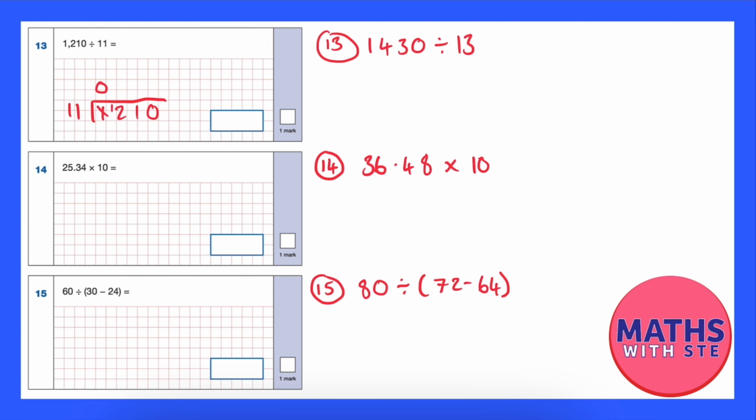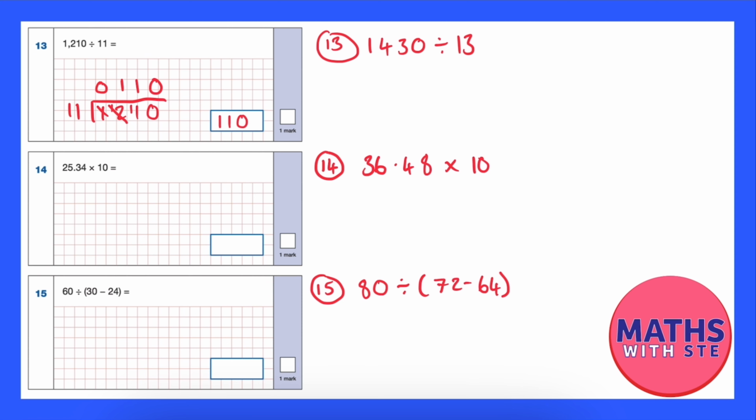How many times does 11 go into 12? It goes in 1 time, doesn't it, with 1 left over, because 12 is 1 more than 11. Move the 1 over there. How many times does 11 go into 11? 1 time. How many times does 11 go into 0? 0. Great, so our answer is 110.